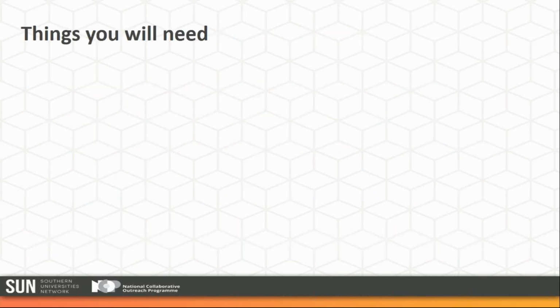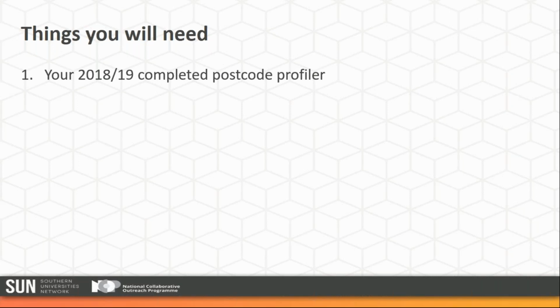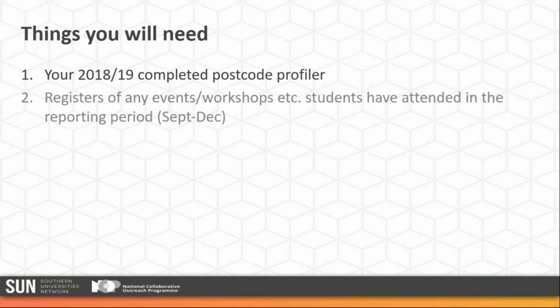So before I hand over to my colleague George, who will talk you through what you actually need to do in terms of completing the report, I just wanted to remind you of the different items that you'll need with you. So first of all, you need your completed postcode profiler for this academic year. So that's all year groups from year 9 to year 11. And if you're a school with a sixth form, year 9 through to year 13.